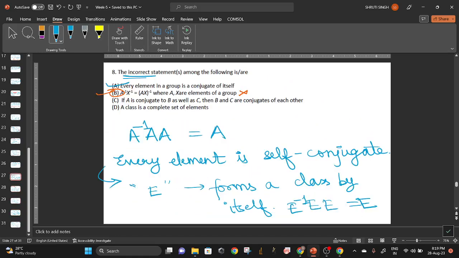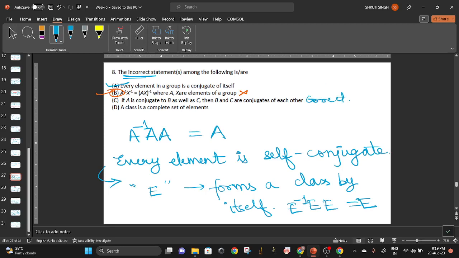Okay, so this statement is also correct: if A is conjugate to B and A is conjugate to C, then B and C are also conjugate to each other. And then A, B and C will form a class. And the last one, this is correct.